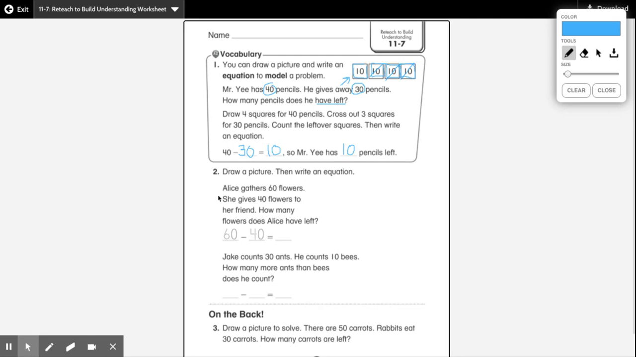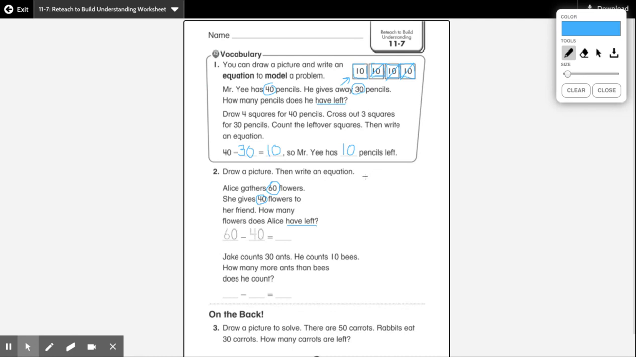Draw a picture, then write an equation. Alice gathers 60 flowers. That's my magic number. She gives 40 flowers to her friend. Ooh, if she's giving 40 flowers to her friend, then are we going to be adding or subtracting? Think about that. She gives away 40. Subtracting, right? Because our number is going to get smaller. She's getting rid of some flowers. How many flowers does Alice have left? My magic words. Okay, have left tells me to subtract. So we're going to start off with 60, and we are giving away 40.